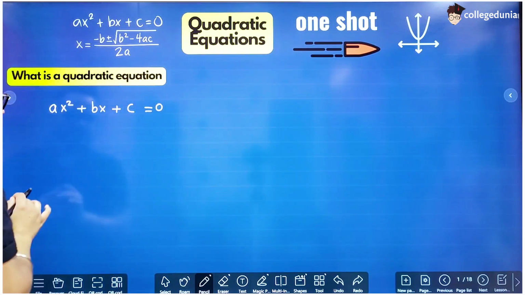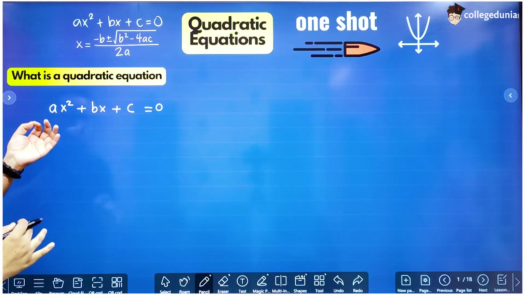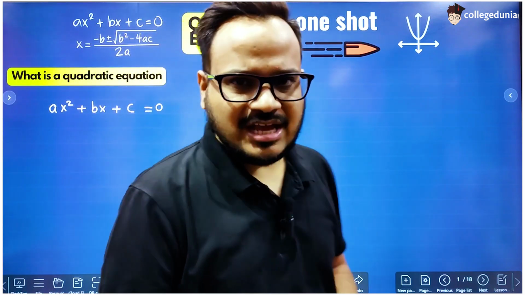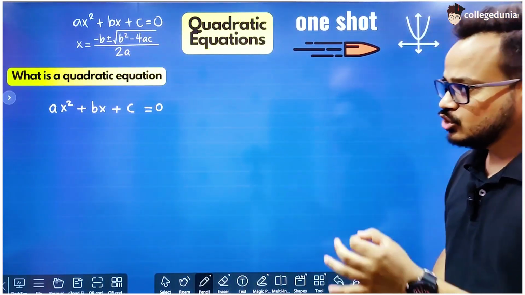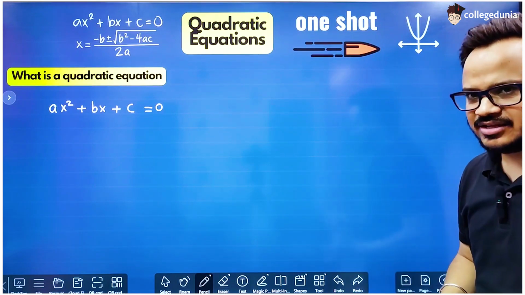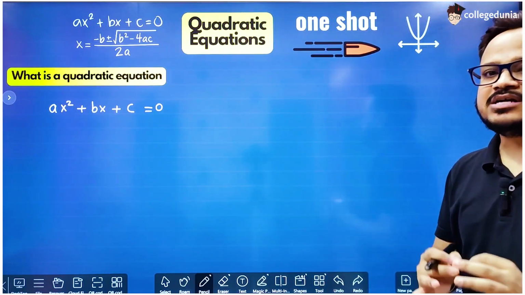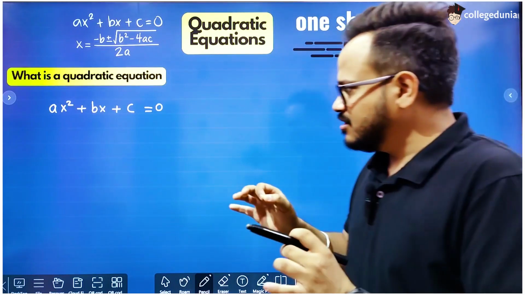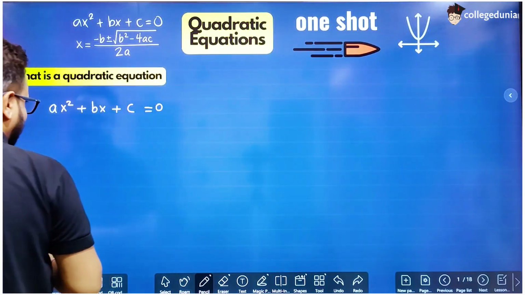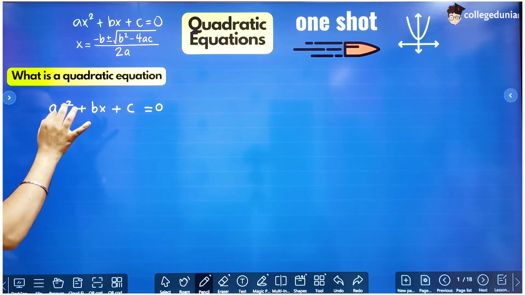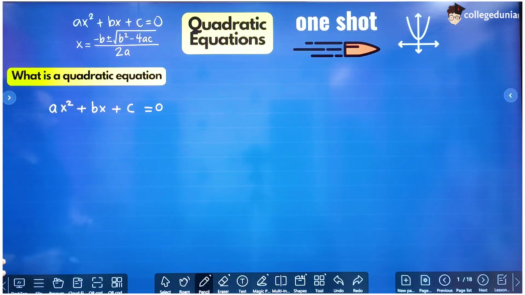This is an equation in which a polynomial is there whose degree is 2. Degree means the highest power of the variable present in any term. So the highest power is 2 in this case. There should not be any term in which the power of the variable is more than 2. And if there is a term in which the power of the variable is less than 2, that is all right. But the power of the variable in any term should not be more than 2.